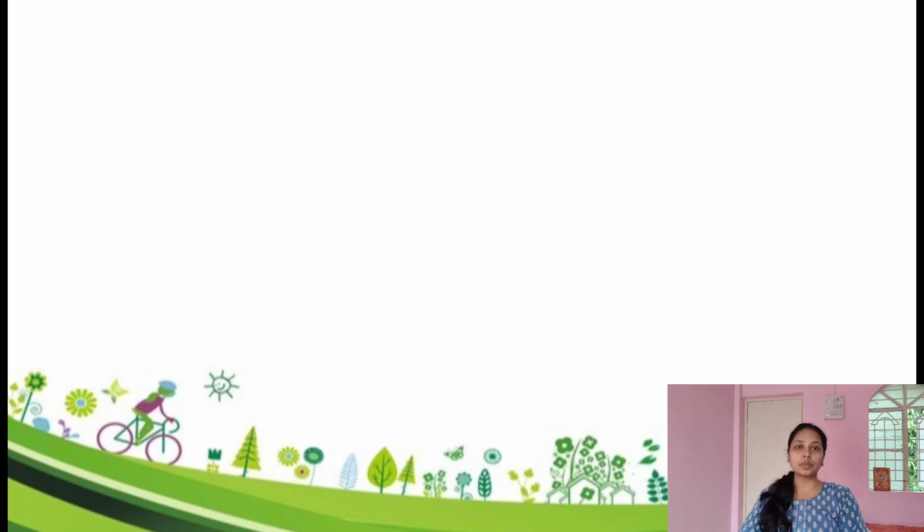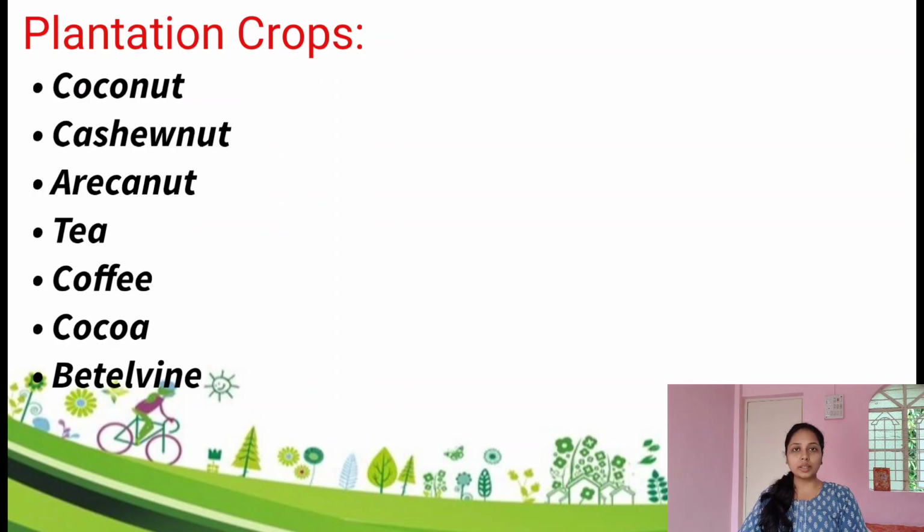Then plantation crops. The most important part is the plantation crops, like coconut, cashew nut, tea, coffee, little wine, cocoa, and areca nut. In this also, cashew nut and areca nut and coconut are the 3 kinds of plantation crop without which the UPSC paper is incomplete. So have a look at that.